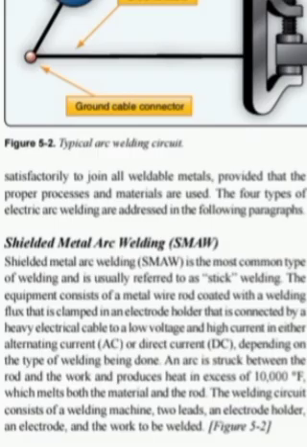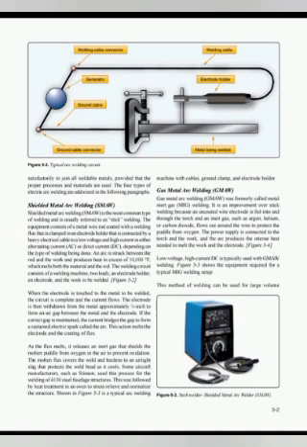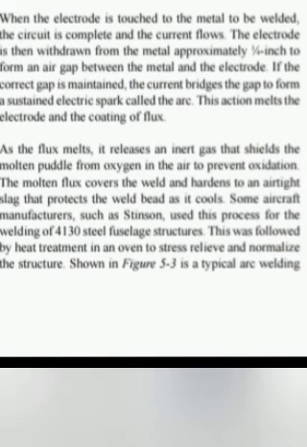The welding circuit consists of a welding machine, two leads, an electrode holder, an electrode, and the work to be welded. When the electrode is touched to the metal to be welded, the circuit is complete and the current flows. The electrode is then withdrawn from the metal approximately a quarter inch to form an air gap between the metal and the electrode. If the correct gap is maintained, the current bridges the gap to form a sustained electric spark called the arc.